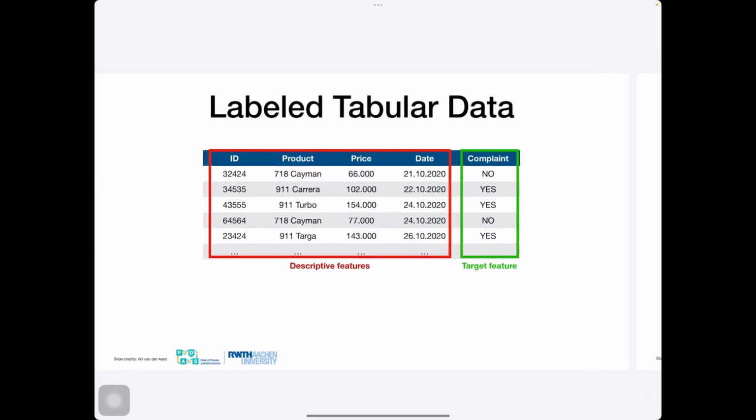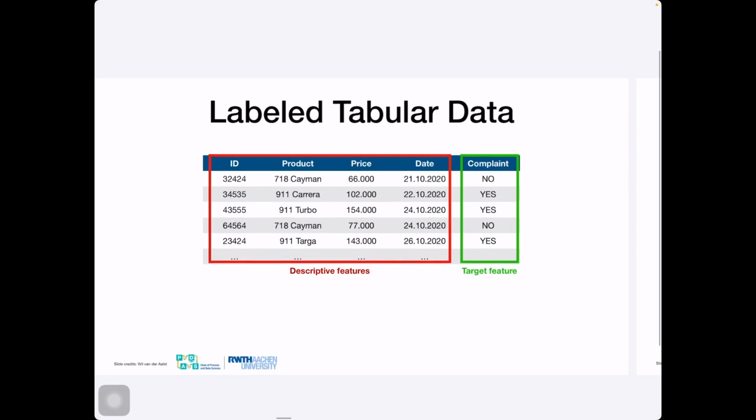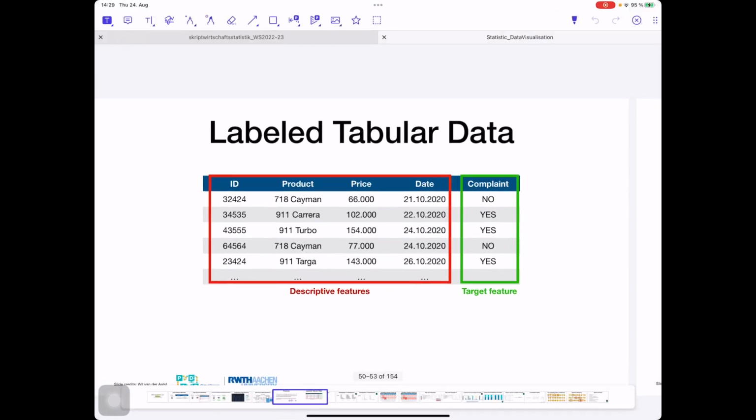So, what does labeled data mean? Here, for example, what is important for us is that we have the features which describe our product. And then what we would like to know is, based on the data, whether the person is happy with the product they buy or unhappy. So when we apply machine learning techniques, we take this red box in order to train our algorithm to predict the green box.